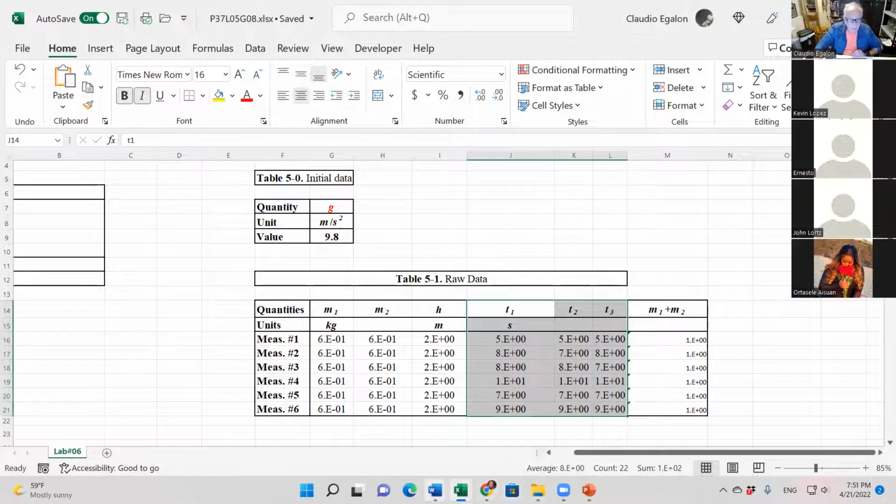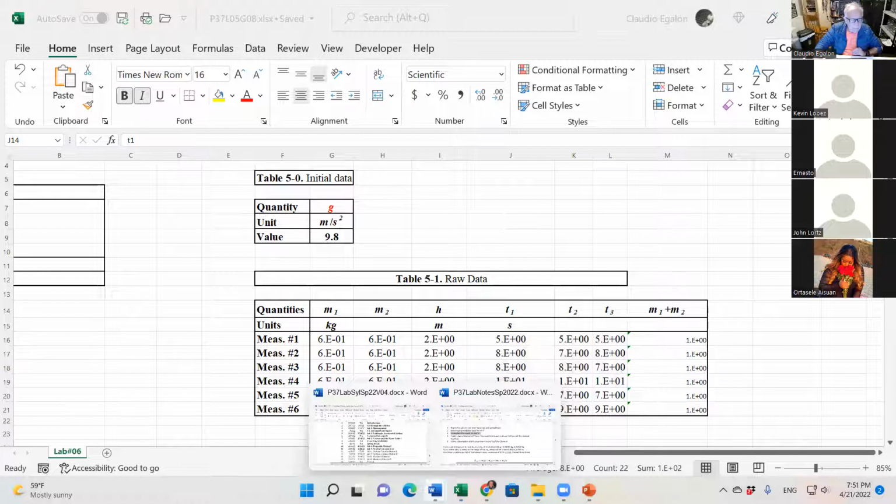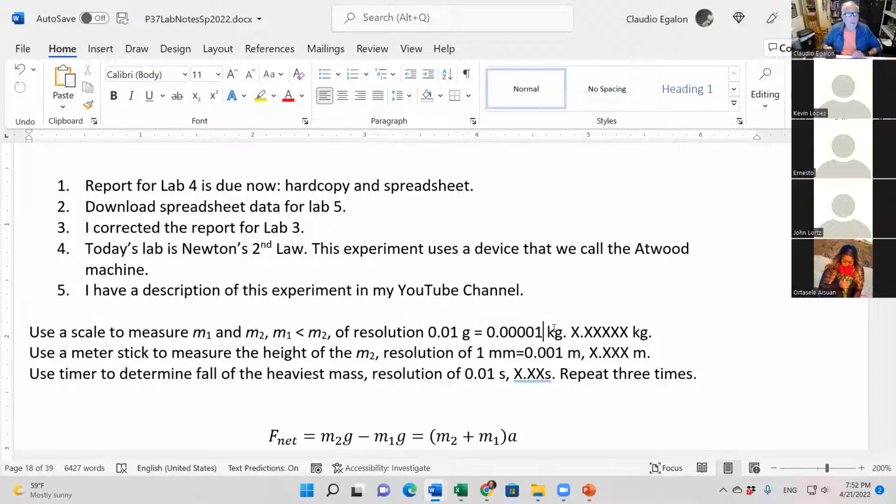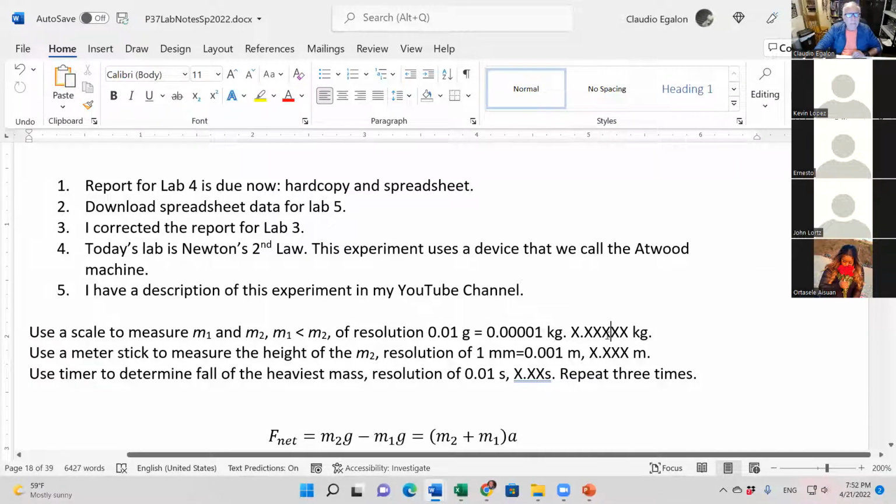What's missing are the significant figures, right? Before we continue with the experiment, let's talk about the significant figures, the resolution. The resolution of the scale is 100th of a gram. 100th of a gram is 2, 3, 4 zeros, right? And 1 at the end, at the 5th decimal place. So the significant digits of the masses should have 1, 2, 3, 4, 5 decimal places there.